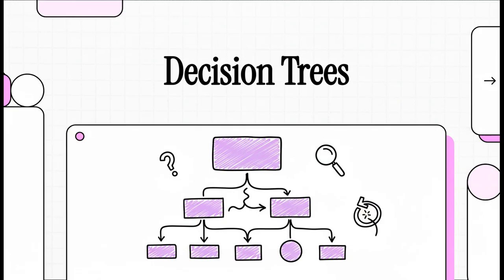All right, welcome. Today we're going to dive into a machine learning tool that's actually super intuitive because it works a lot like our own brains. We're talking about the decision tree. It's all about making really complex choices by just asking a series of simple yes or no questions. So let's get right into it and see how it works.